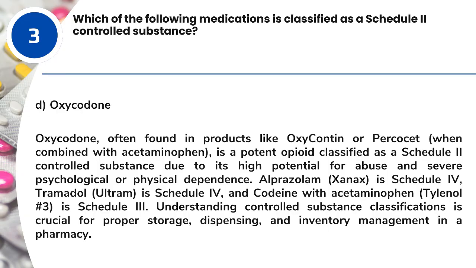Alprazolam, Xanax, is Schedule IV, tramadol, Ultram, is Schedule IV, and codeine with acetaminophen, Tylenol No. 3, is Schedule III. Understanding controlled substance classifications is crucial for proper storage, dispensing, and inventory management in a pharmacy.